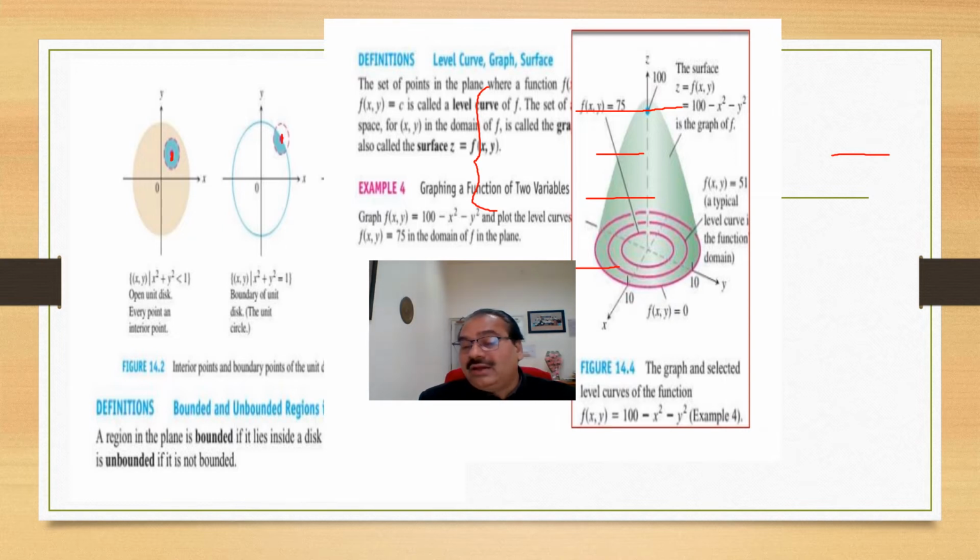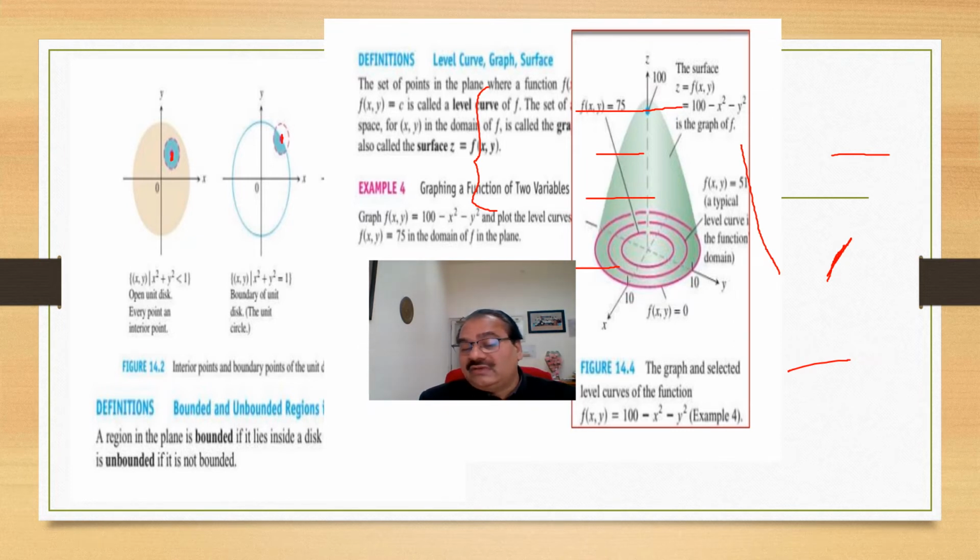Okay. And here are the various level curves. This is your f of x, y equal to 75. Here this is z, the vertical axis. This is the x-axis, and this is the y-axis. And this curve is f of x, y equal to 51, a typical level curve in the function's domain. You calculate some values and then you will find it. But here, this curve is f of x, y equal to 0. Okay, and this is the axis.